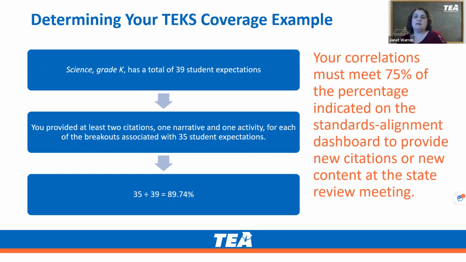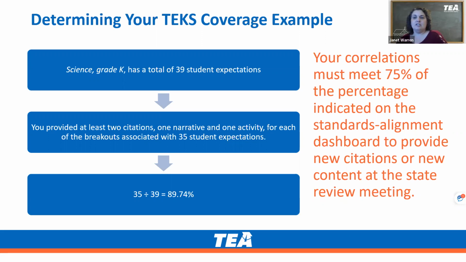There are times when reviewers will reject some of the citations that you provide, and you will be given an opportunity during the review to provide new content or new citations for rejected breakouts, as long as your product is found by the reviewers to meet at least 75% of the system calculated score.